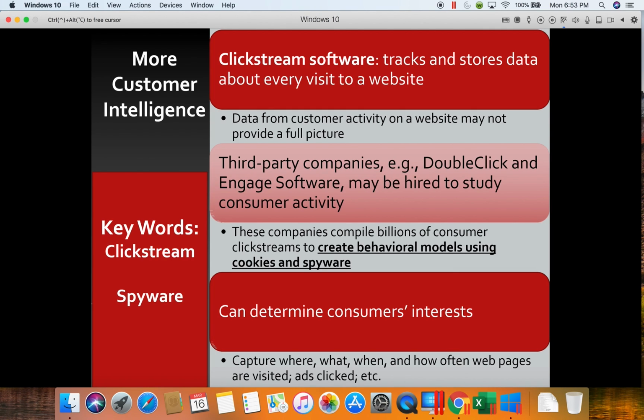So they're not just tracking what did you buy. They are tracking everything we're doing on their website. So this software that tracks this is called Clickstream software. It tracks and stores data about every visit to their website, including which site did you go to their site from, which items have you clicked on, how long did you view them, did you look at reviews, did you look for additional features, what all did you do when you were looking at their site.